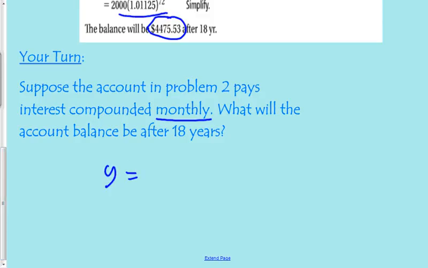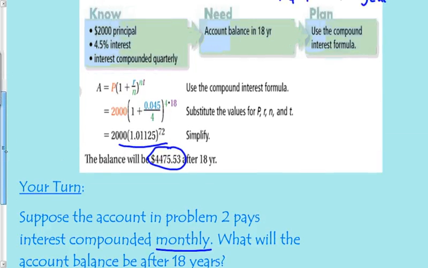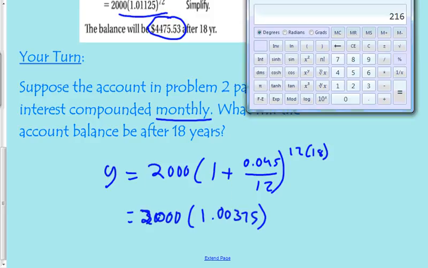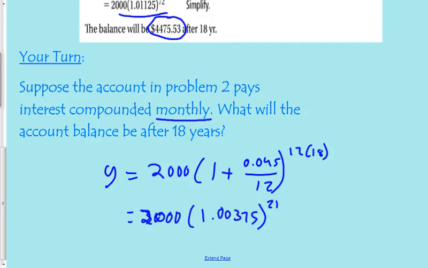But we're going to say it's going to be 2,000, still 2,000, times 1 plus 0.045 divided by, now if it's monthly, that's 12 times per year. So we're putting 12 there now, and 12 times 18 here, instead of 4. Now if we simplify that, it's 2,000 times 1.00375, and then 12 times 18 is 216, so that's going to be 216.